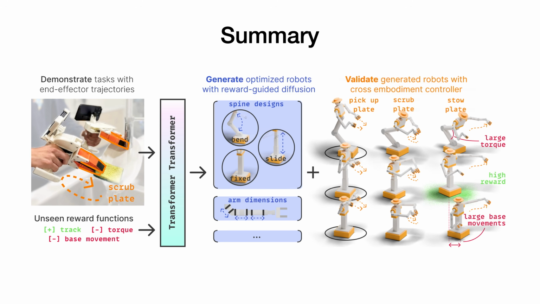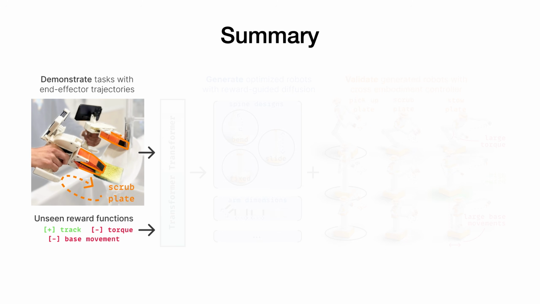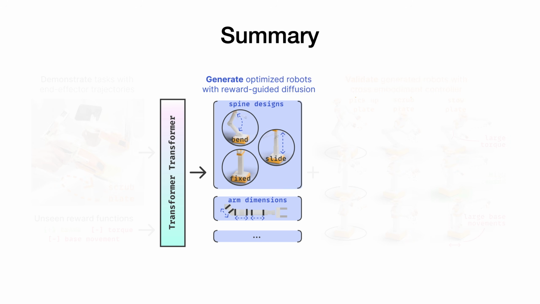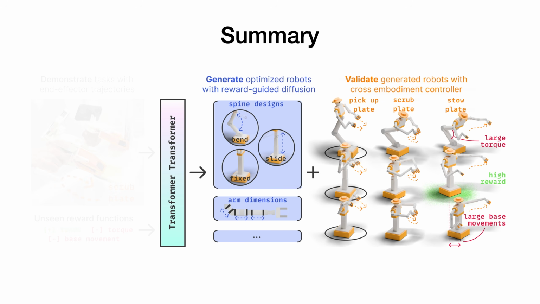Altogether, Transformer rethinks robot co-design for manipulation as a three-part process. It starts with demonstrations of how the end effector should move. These motions are then optimized by our model to maximize the specified reward function, and it will explore large design spaces with reward-guided diffusion. This process generates complete robots that it can self-validate by directly controlling them.